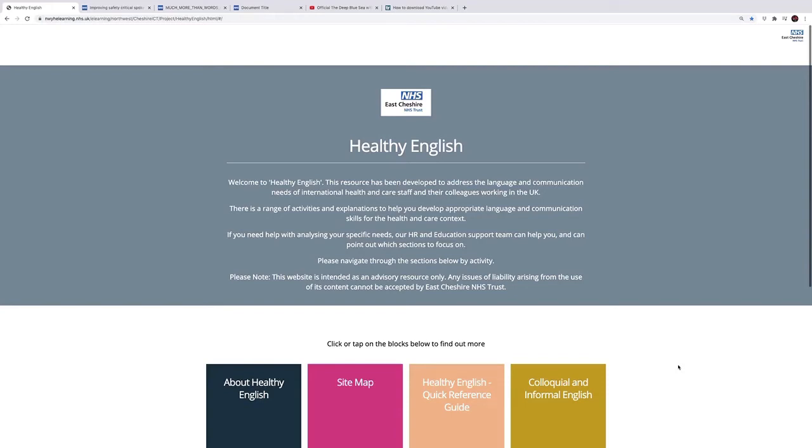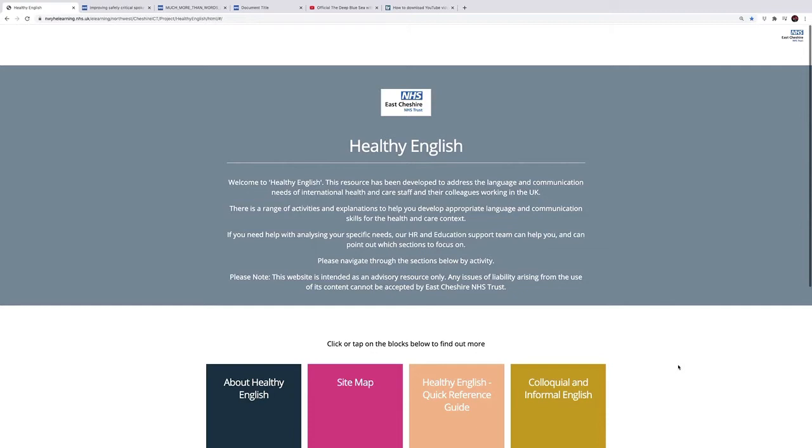Healthy English is a website that's been created by the East Cheshire NHS Trust at Macclesfield Hospital. This resource has been developed to address the language and communication needs of international health and care staff and their colleagues and patients in the UK. The site will be developed, improved and refined over time, of course, but there's much that can be used and shared in its current form.